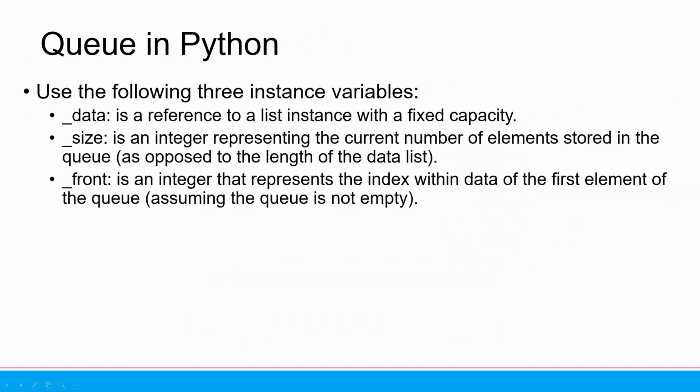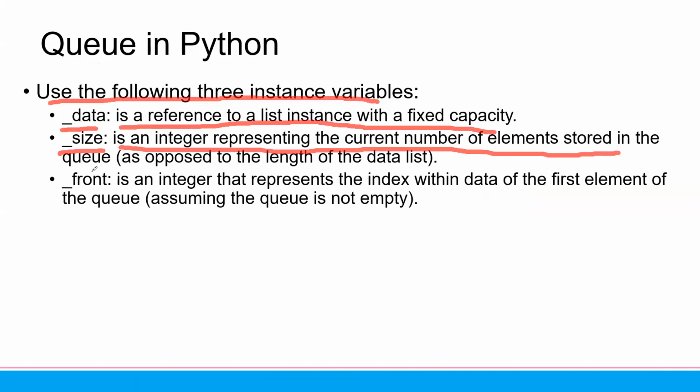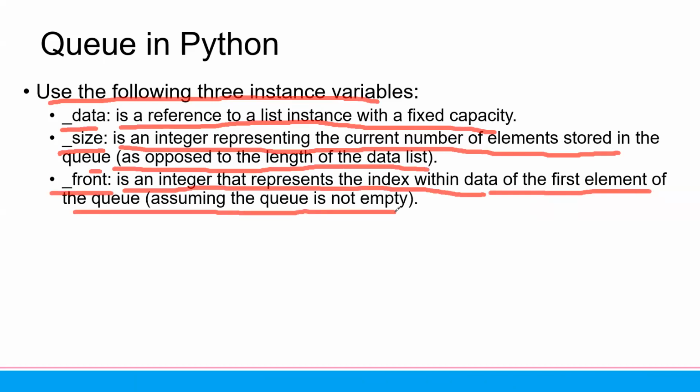So the queue in Python uses the following 3 instance variables. We have _data, a reference to a list instance with a fixed capacity. And then _size is an integer representing the current number of elements stored in the queue, as opposed to the length of the data list. And _front is an integer that represents the index within data of the first element of the queue, assuming the queue is not empty.